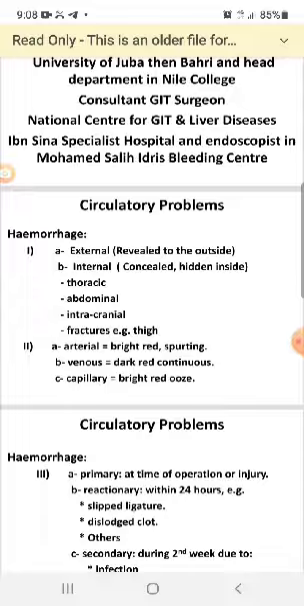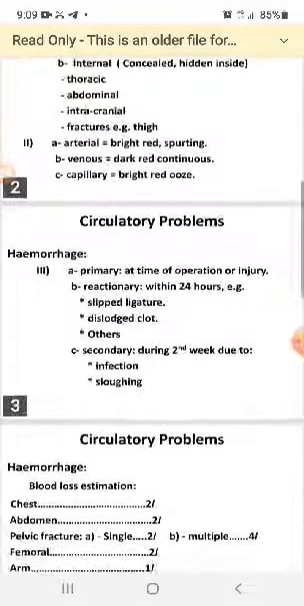A second division is whether it is arterial. If it is arterial, it will be bright red because it is oxygenated, and it is spurting because there is arterial pulsation. Or it can be venous. The venous is dark because it is deoxygenated, and it is a continuous flow because it is not spurting. Or it is capillary. Capillary will be bright red, and it is an ooze. It's not continuous like the venous because that is a large vessel, but these are small vessels.